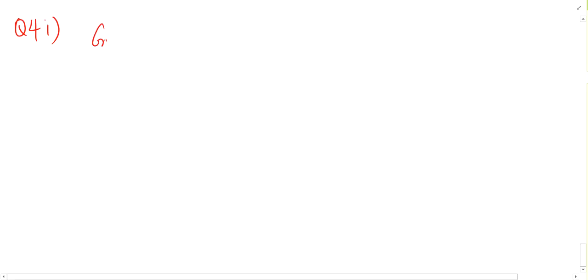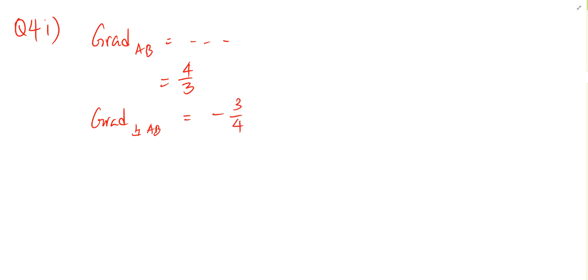Gradient. So which gradient can we find first? AB. AB equals to 4 over 3. So you do the working, you get 4 over 3. So gradient of the perpendicular to AB is negative 3 over 4. This gives you 1 mark. Okay, so this is actually the gradient of CD. Gradient CD equals to this.